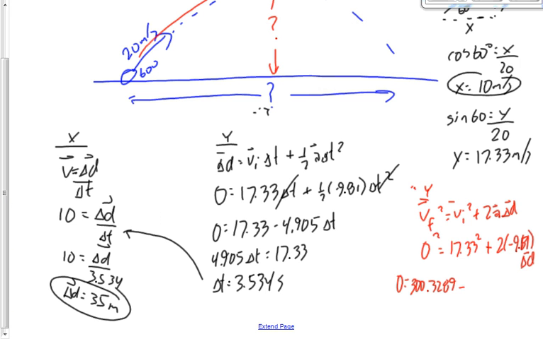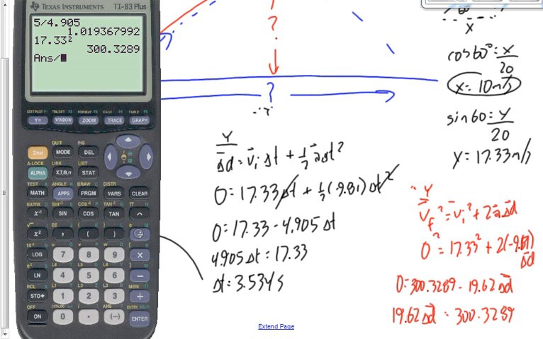Minus 4.905 D, because that's 2 times 9. No, wait. 2 times 9.81 isn't 4.905, right? Let's finish this. Negative 19.62 times D. Take it to the other side. Let's divide that by 19.62, and we get a max height of 15 meters.